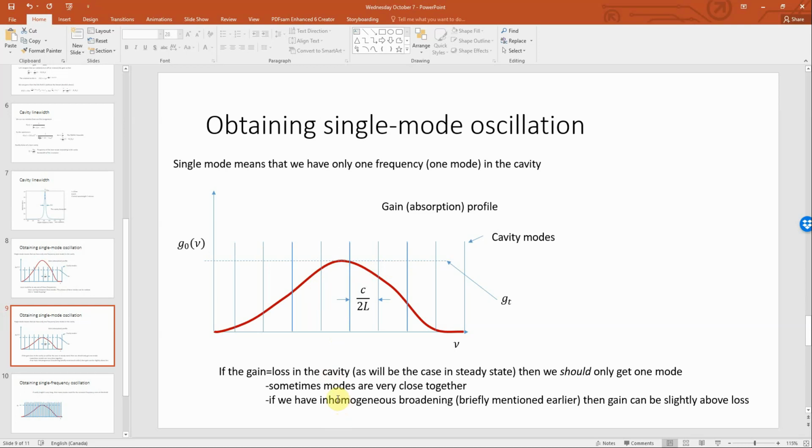I'll have an aside because this is mentioned in your textbook. If you're actually reading through your textbook, or if you go into grad school and deal with lasers, this might be something that's brought up, which is inhomogeneous broadening of the gain medium.